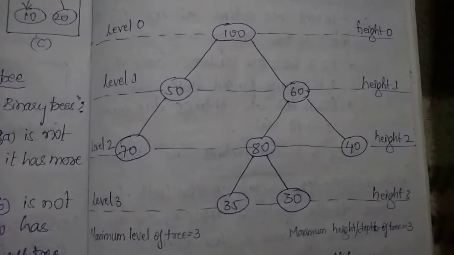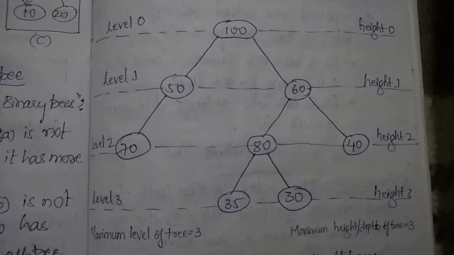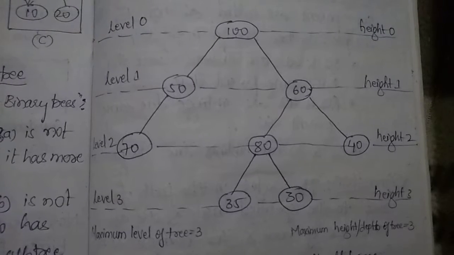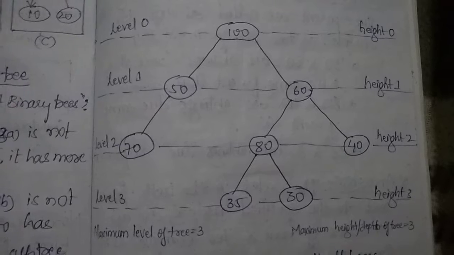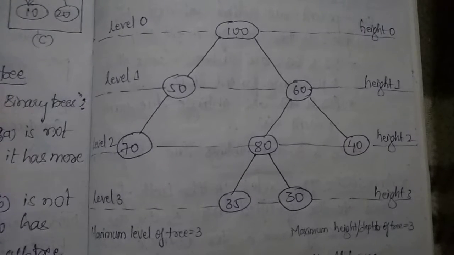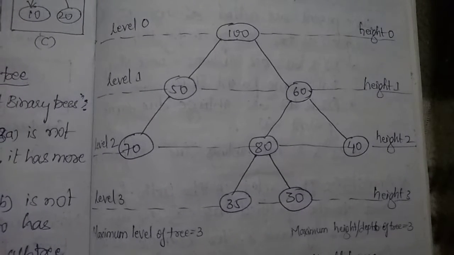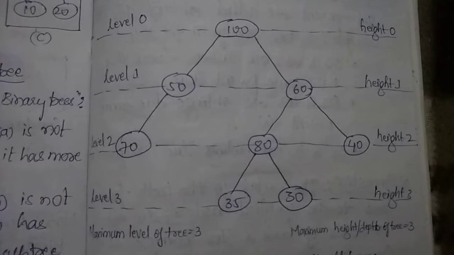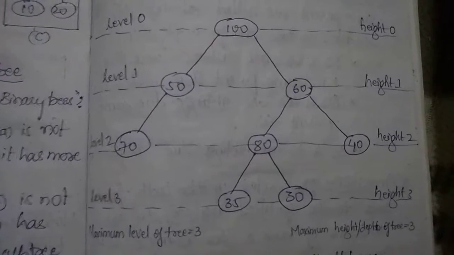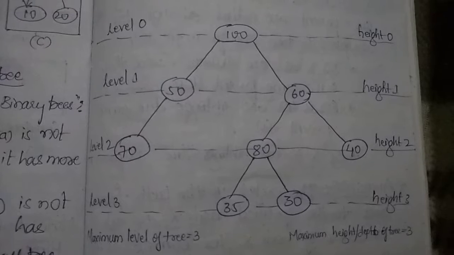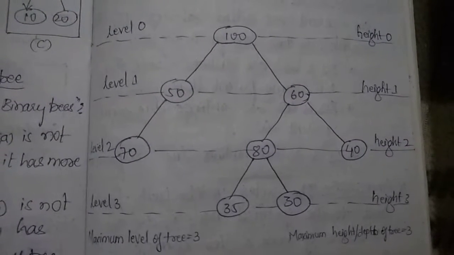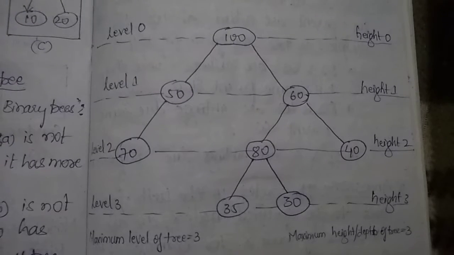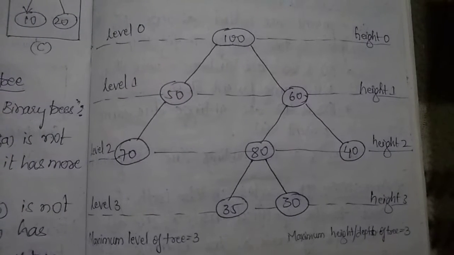The next terminology to be discussed is leaf. A node in the tree that has an out degree of 0 is called a leaf node. In other words, a node with an empty left child and an empty right child is called a leaf node. It is also called a terminal node or an external node. According to the figure, 70, 35, 30 and 40 are called the leaf nodes.